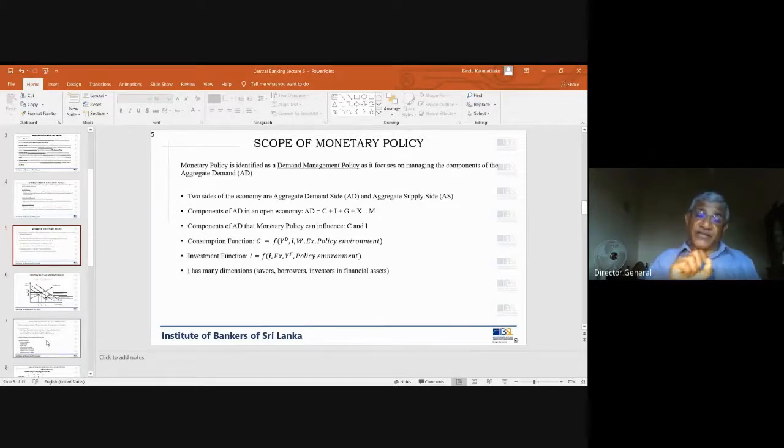This is the point. Remember we said the central bank can influence either the quantity of money or the price of money. There, the price of money is the interest rate. When the central bank influences that price, that means market interest rates. How the central bank can do it, we will discuss in the next slide.